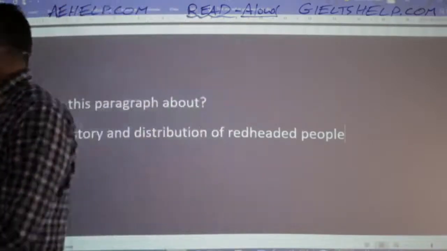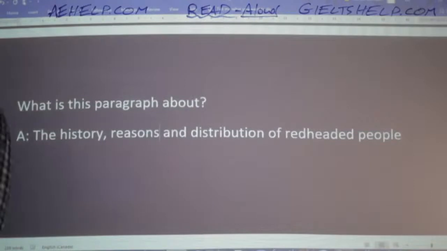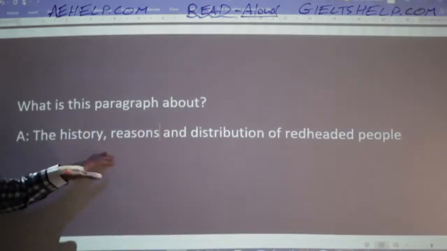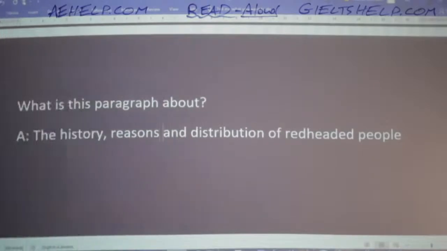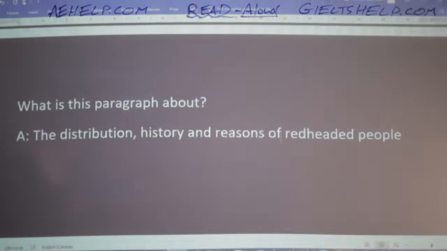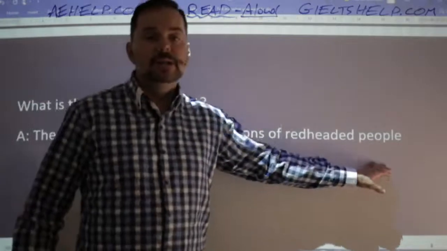Okay, so the history, the reasons, and distribution. Now, if I want to be more specific, it's actually the distribution, history, and reasons, right? So that would be the most accurate, because then I have the exact same order as the introduction. So distribution, history, and reasons. Right? So that would be my most concise way to summarize it.